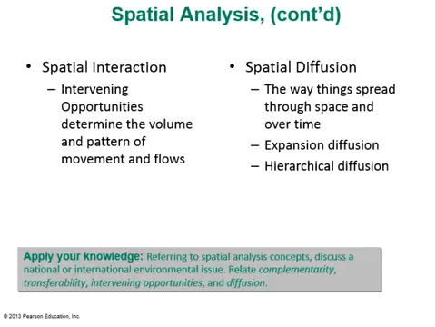Oftentimes people will ask, how do things like diseases play a role in that? So a really good example is hierarchical diffusion. If you travel to a country and you pick up a virus and you get on the plane and you fly home and somebody else gets infected, that would be hierarchical diffusion. But if you're on the airplane with someone and the person next to you gets the same virus and the person next to them gets the same virus and so on, then that would be expansion diffusion.